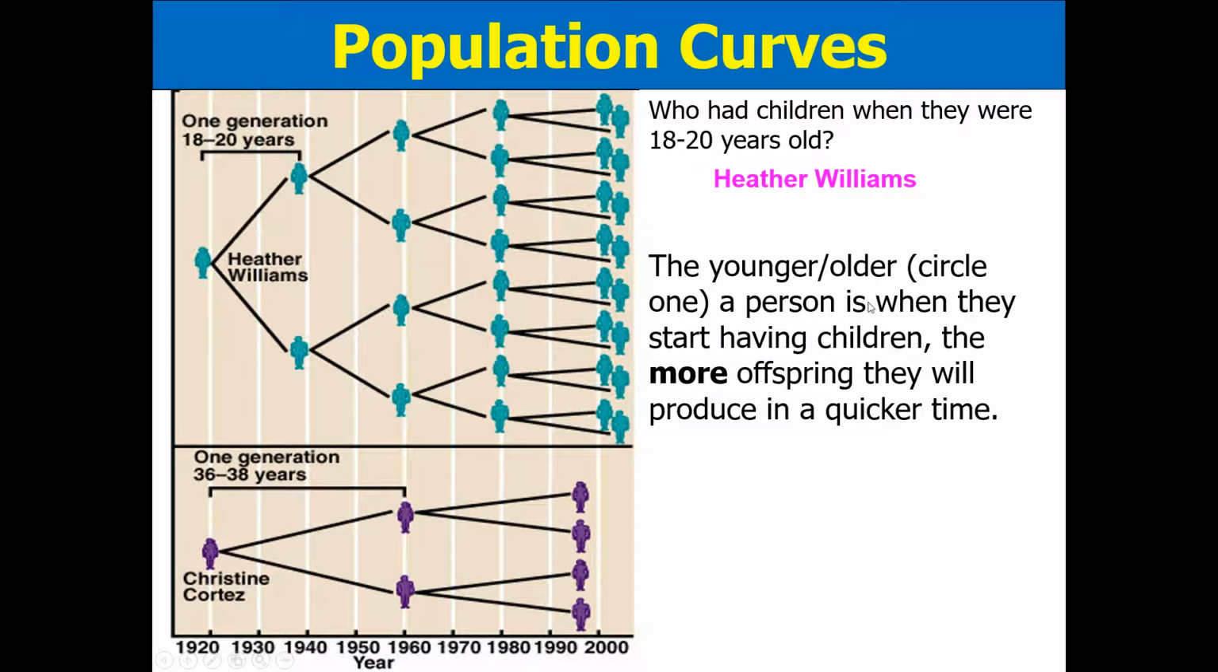So then the younger or older, circle one, a person is when they start having children, the more offspring they will produce in a quicker time. And if we look at this graph, we can see way more offspring produced, and it was 18 to 20 years growth, so that's younger.